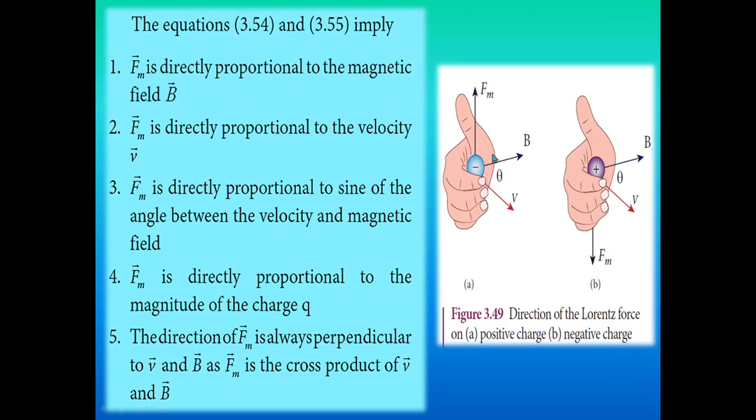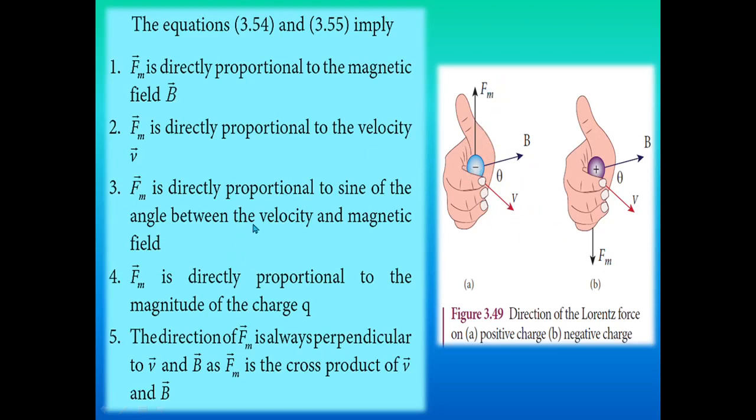Here, Fm vector is directly proportional to the magnetic field. Second point, Fm vector is directly proportional to the velocity. That means if the magnetic field increases, the force also increases. If the velocity of the charge increases, the force also increases.